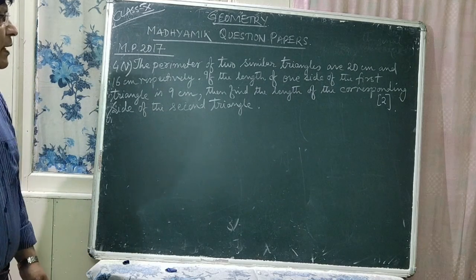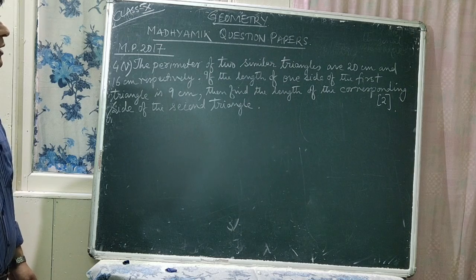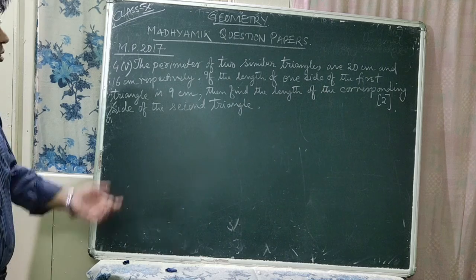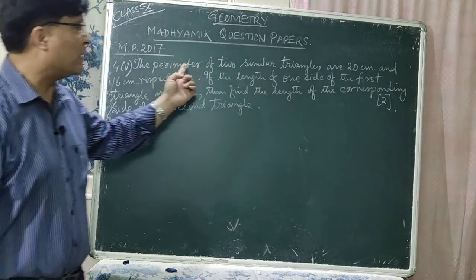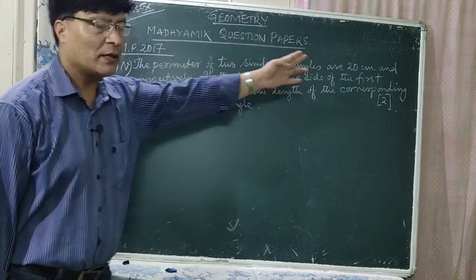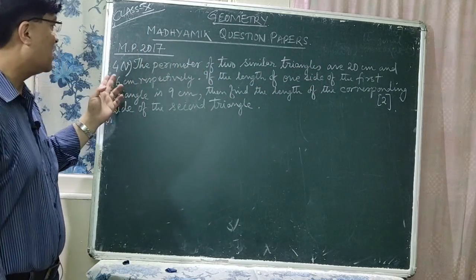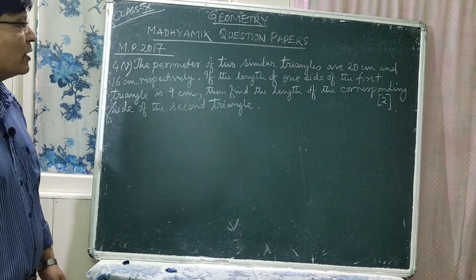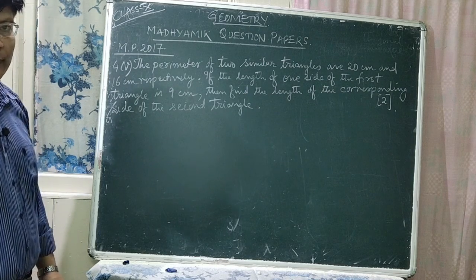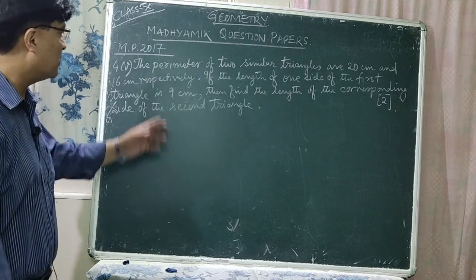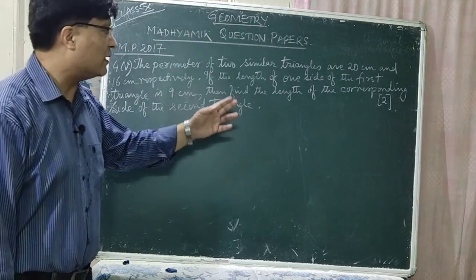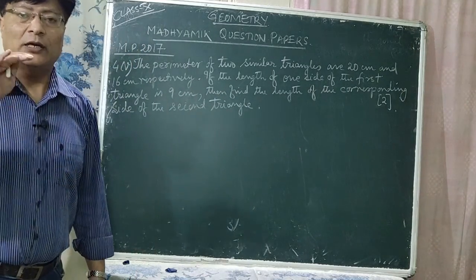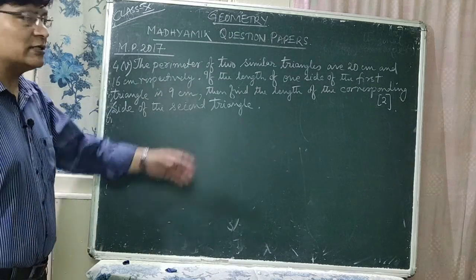So here the perimeters of two similar triangles are 20 centimeter and 16 centimeter. For the first triangle, the perimeter is 20 centimeter, and for the second triangle, it is 16 centimeter. This is given, right? If the length of one side of the first triangle is 9 centimeter, then find the length of the corresponding side of the second triangle.